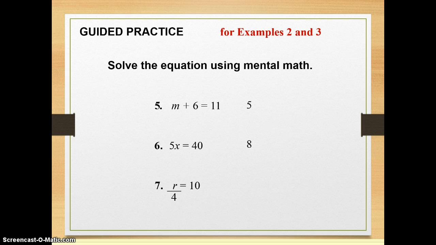Number 7, r divided by 4 equals 10. So I'm going to think, what number divided by 4 gives me 10? 40 is my solution, because 40 divided by 4 is 10.